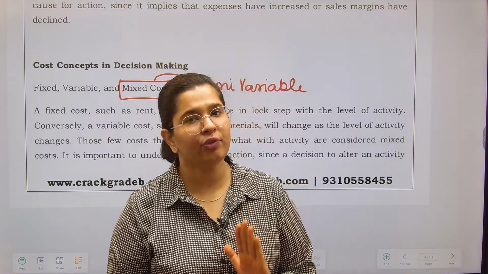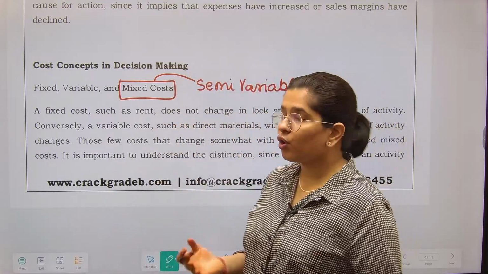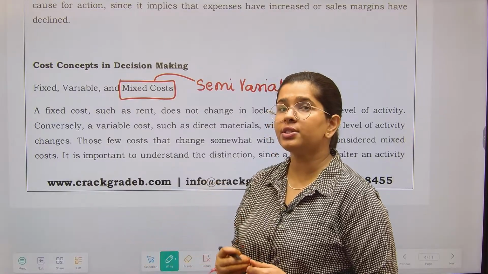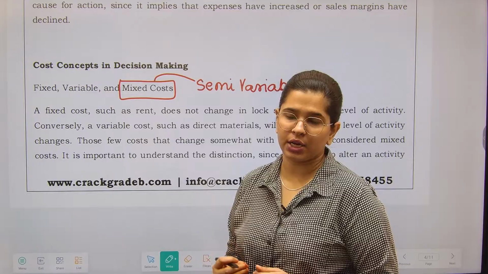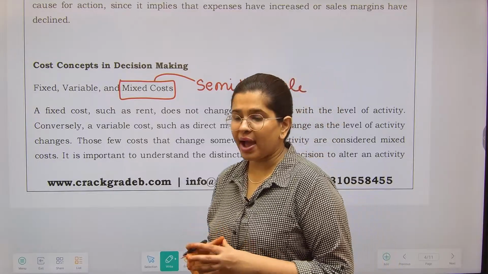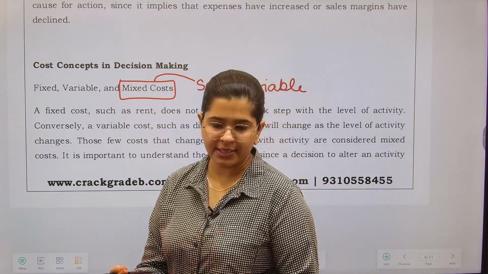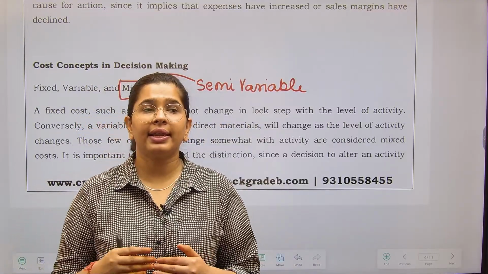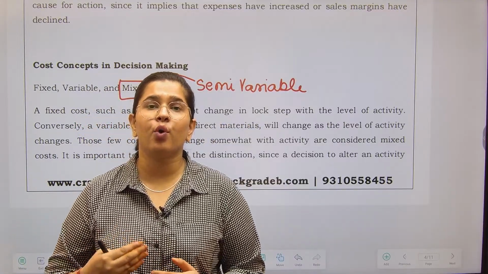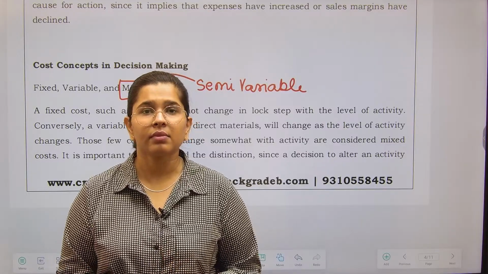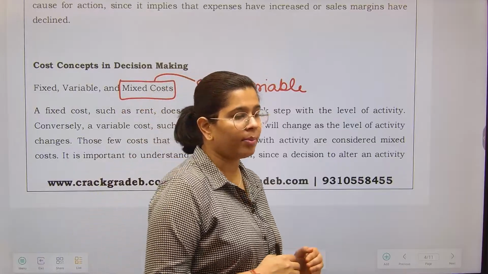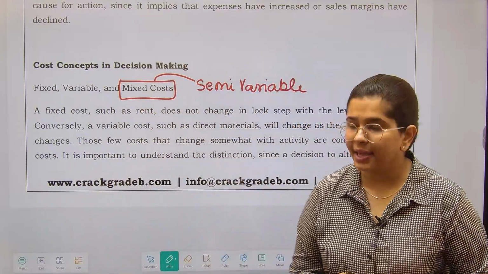Then let's talk about variable cost. Variable costs are those costs which change with production. For example, if I am going to produce more biscuits, then I will need more maida, right? I will need more sugar, I will need more SMP. So the cost that I will be incurring on material will be called the variable cost.